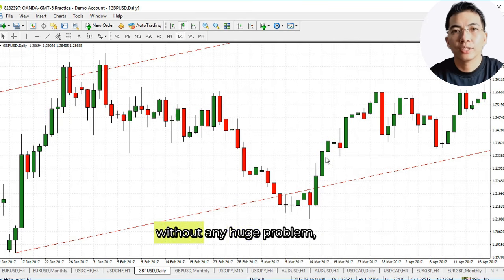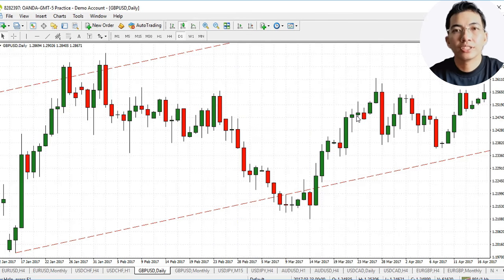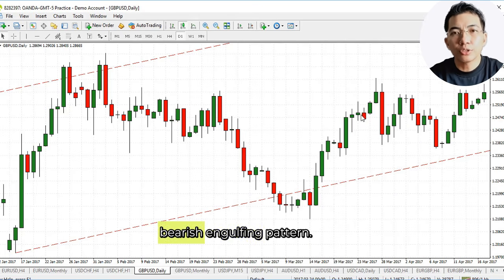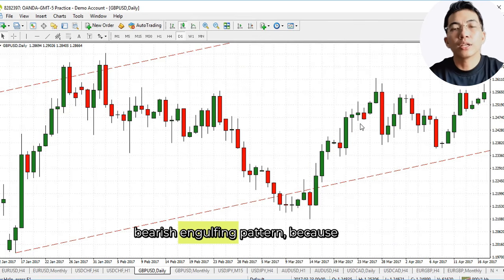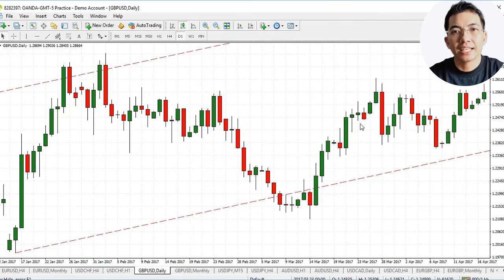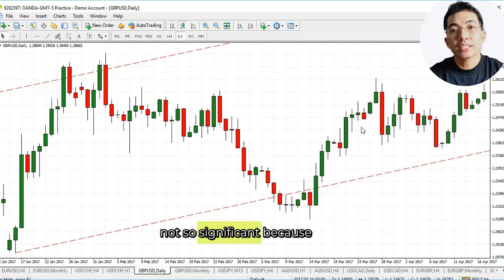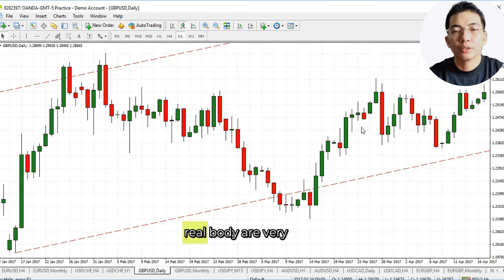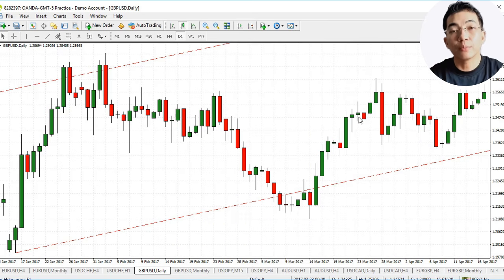The price goes up without any huge problem, and the first pattern that we face that shows a trace of sellers on the market is here with the two candles that can be confused with a bearish engulfing pattern. Honestly, I wouldn't consider this one as a bearish engulfing pattern, because you can see that at this point there's a very low volatility and the candles are very small if you compare them with the previous ones. So this pattern is not so significant because the shadows and the real body are very small, and this means that the market was just quiet at that moment.